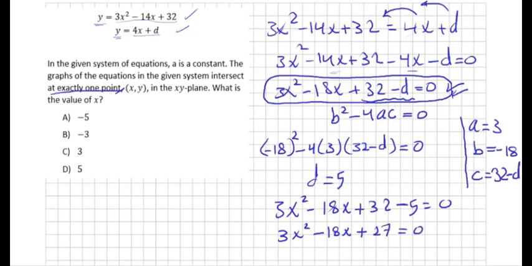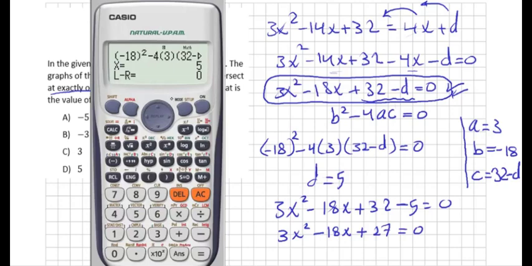And now we can use the calculator one more time by using mode 5 3. And now we can write these numbers: 3 for A, negative 18 for B, and 27 now for C. So here we write 3 equals and then negative 18 equal sign and then 27. Get the answer of x as equal to 3. And this is the only answer given.